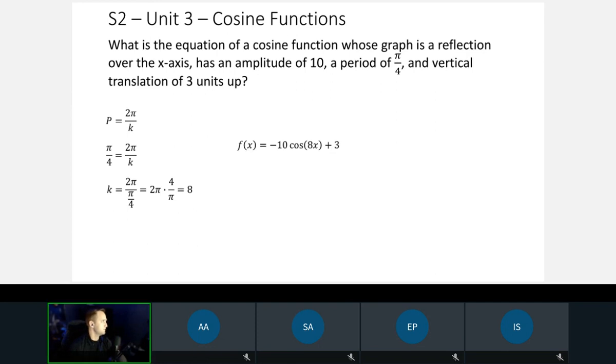And we just fill everything in, right? And the reflection. So don't forget this piece. When you are reflected over the x-axis, it's flipped vertically. That's what makes your amplitude negative. So that negative is the reflection. If it says there is no reflection, it would be positive. Because it is a reflection over the x-axis, it's negative. Is that clear? All right. K value is 8, and then the vertical translation is 3 units up. That's why it's +3 at the very end.